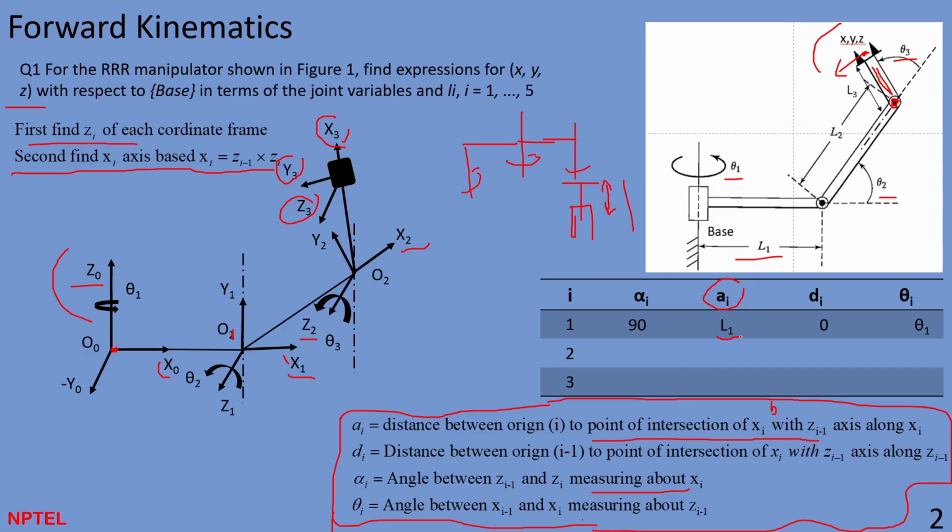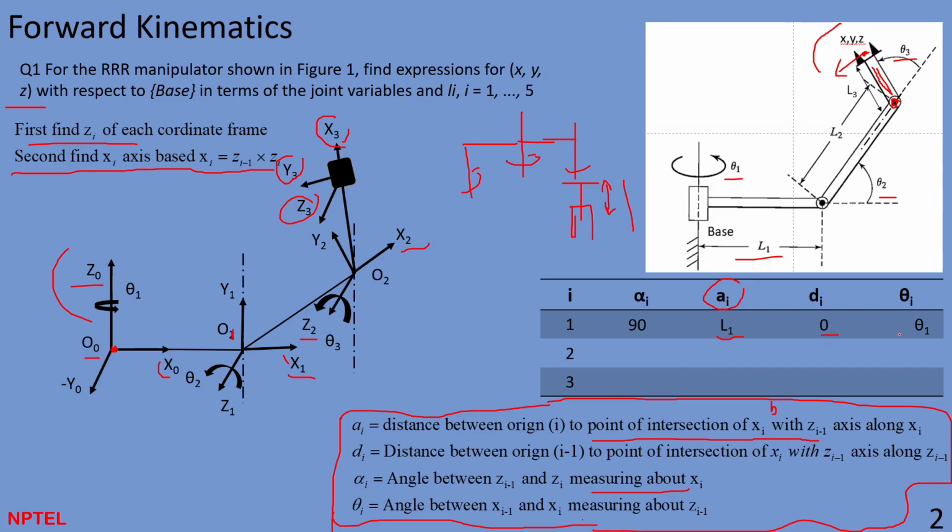This is L1, and coming to di, it is the joint length. Basically it's a variable, but for a revolute joint you can directly write it as 0. But you can use the definition also. It's the distance between origin i minus 1 and the point of intersection of xi and z(i-1). What is xi? This is xi and z(i-1), which is z0. When you intersect them, you will get the same point O naught, and the distance is 0.